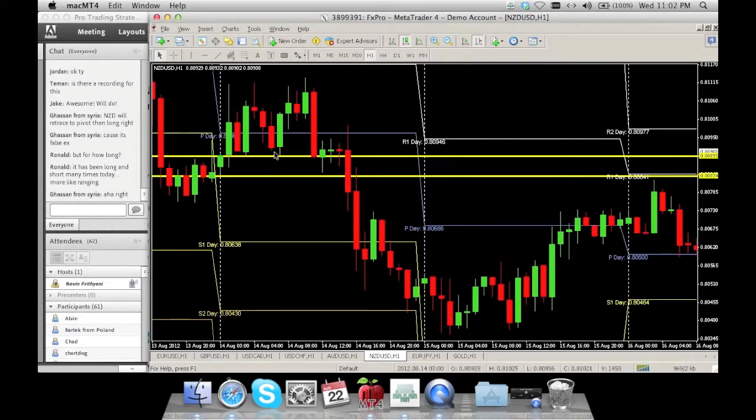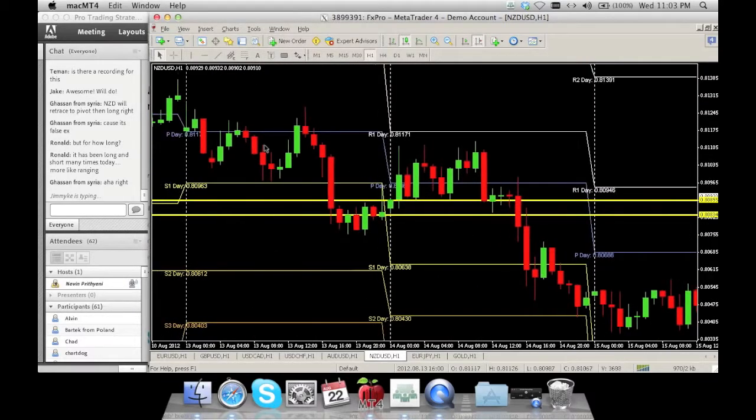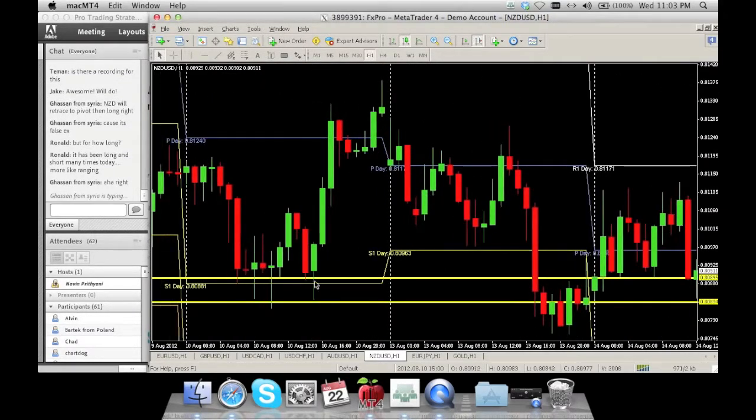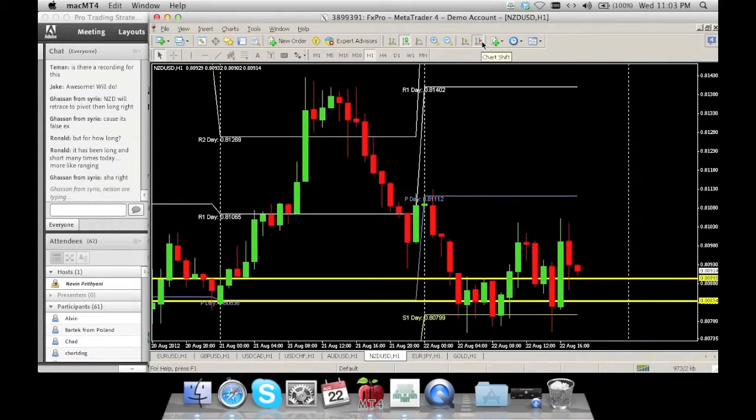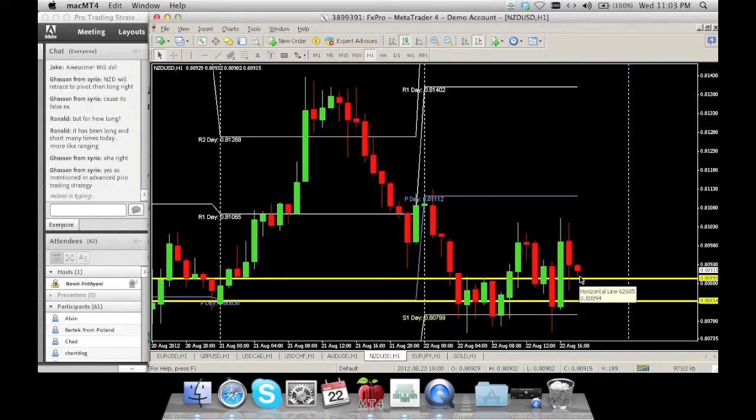Okay, see here, pinpoint supports. No bodies coming out of this, only tails. Again, no bodies coming out, only tails. So this line has power. And you can see it's probably just fooling around from this area. Should get ready to go long. Okay, yes, as mentioned in advanced pro trading strategies. I think our previous one on support and resistance goes into more detail on how to read candles professionally in terms of tails and all that stuff.